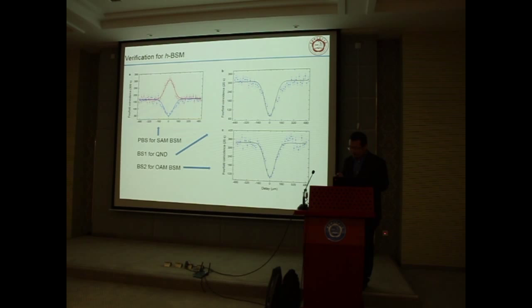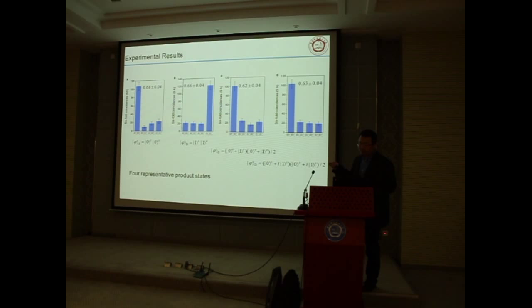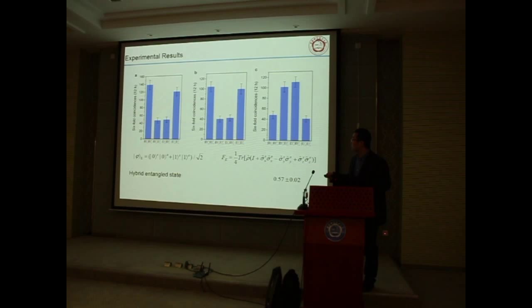And these are the verifications of the hyperentangled Bell state measurement, 1, 2, 3. And these are experimental results. We first teleport the four product states. These are the fidelities. Then, second, we teleport a hybrid entangled state, the entanglement between SAM and OAM.